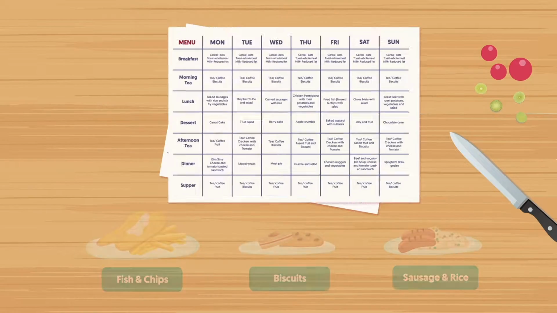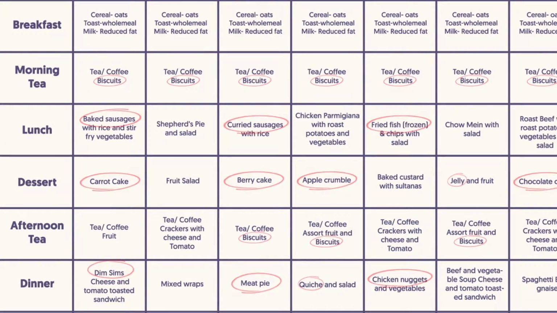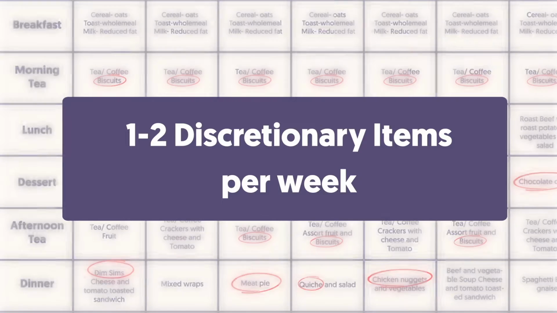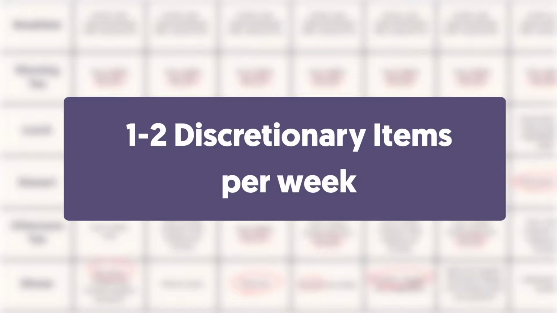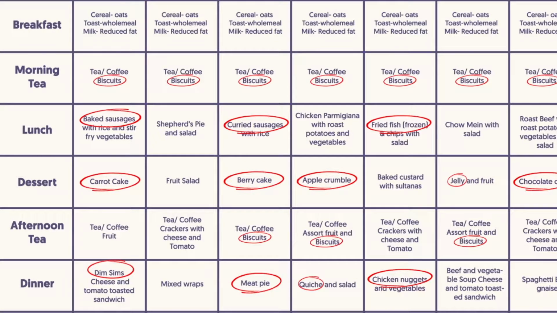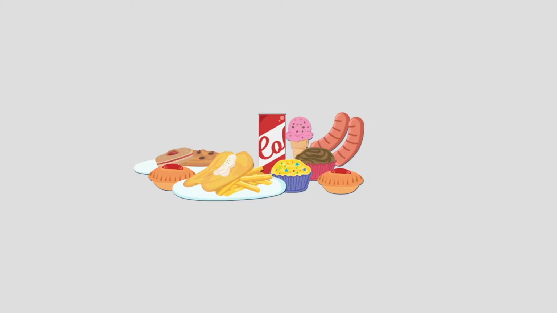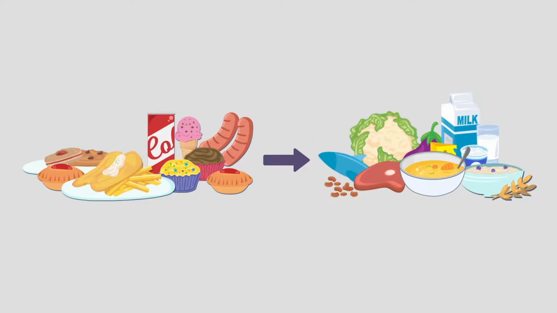In a typical week, you may notice that these foods appear several times. Ensuring this group is limited in the menu is important. We want to aim for 1 to 2 discretionary items per week, and where it's appearing more frequently, look to replace these items with foods from the core food groups.